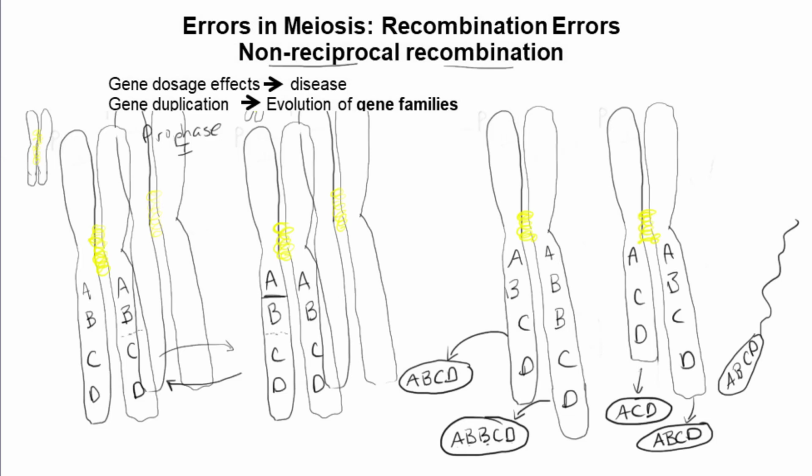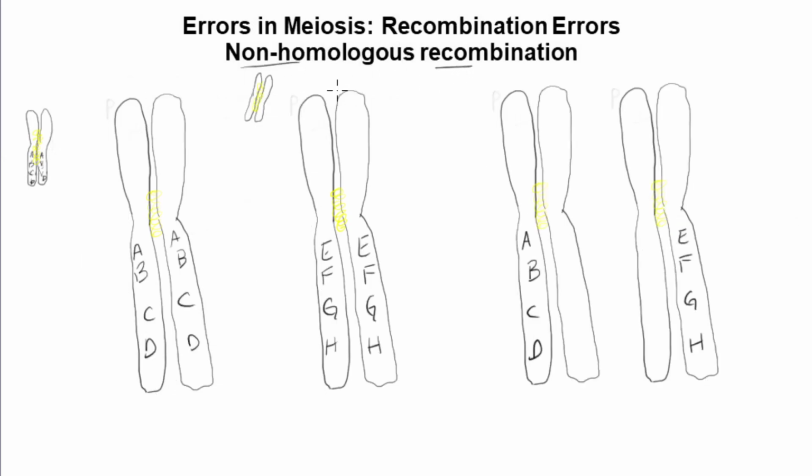In a minute, I'll talk a bit more about this idea of gene dosage effects and gene duplication and how that leads to variation across the genome, and also how that can be associated with the evolution of gene families. But first, I want to discuss that second error, non-homologous recombination.